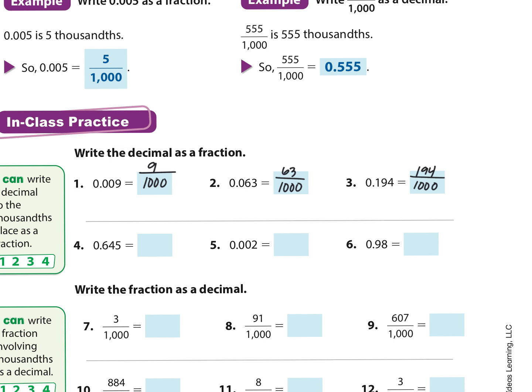For number 4, what'd you put? I put 645 over 1,000. Yep, 645 over 1,000. You want to do number 5? Fala? 2 over 1,000. Yeah, 2 over 1,000. Hurry. We're in the middle of a lesson. Judah? 98 over 1,000. Perfect.